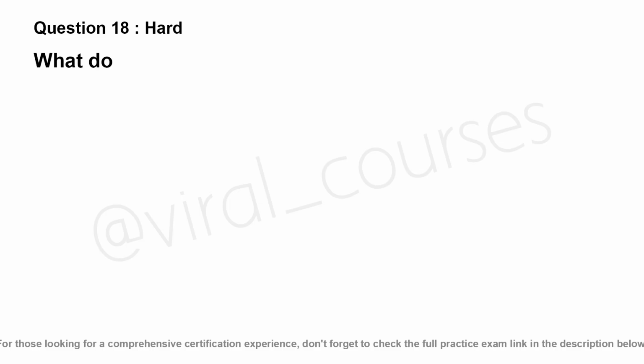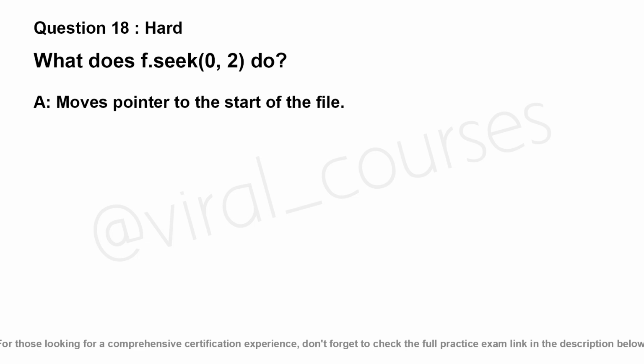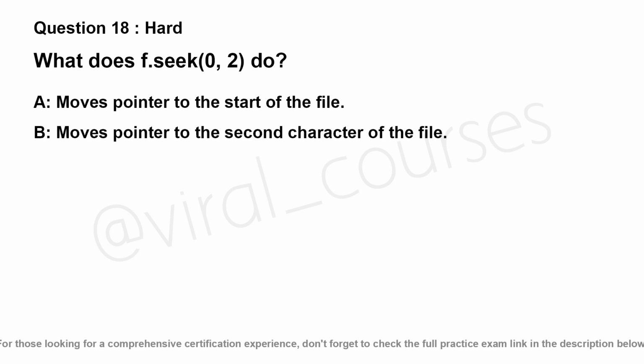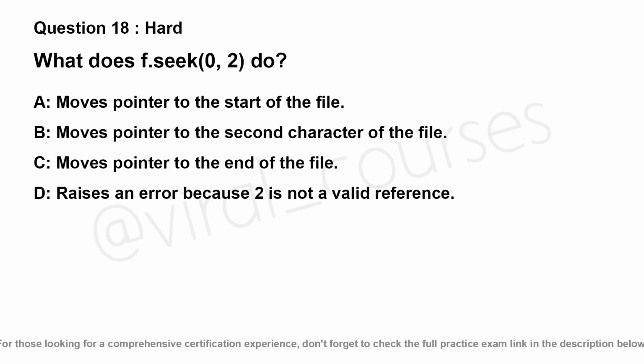What does f.seek(0, 2) do? Option A, moves pointer to the start of the file. Option B, moves pointer to the second character of the file. Option C, moves pointer to the end of the file. Option D, raises an error because 2 is not a valid reference.